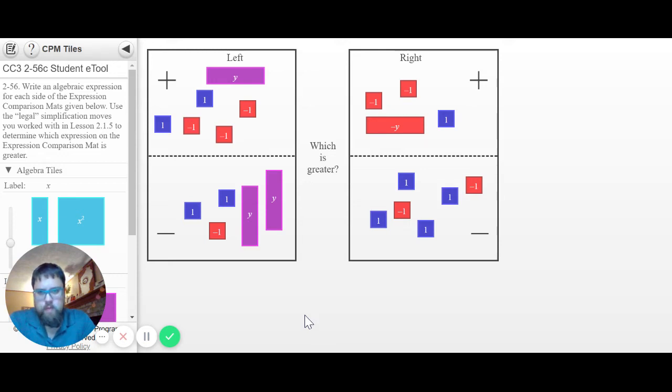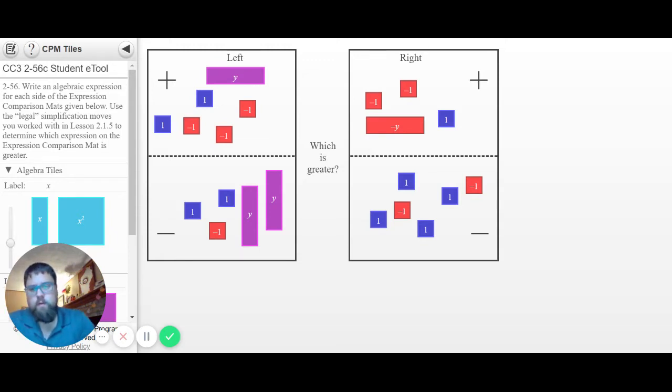All right, everybody. This video is designed to show you how to use an expression comparison mat, which you see here, where you have a left side expression and a right side expression, and you have to determine which one is greater. To do that, you're going to need to use legal moves, okay? And I'm going to demonstrate what those legal moves are.